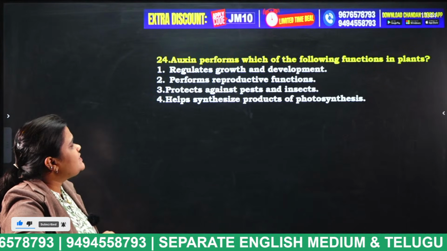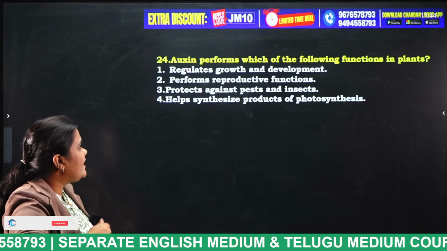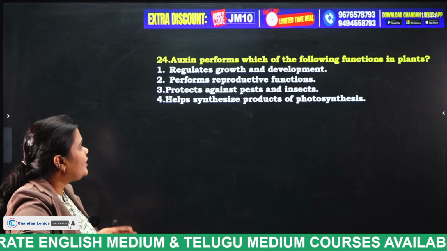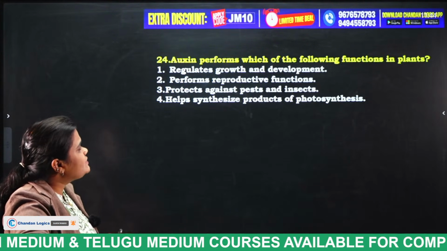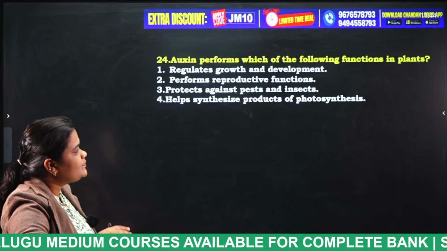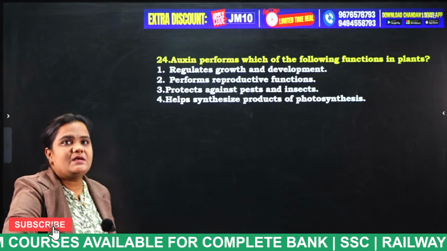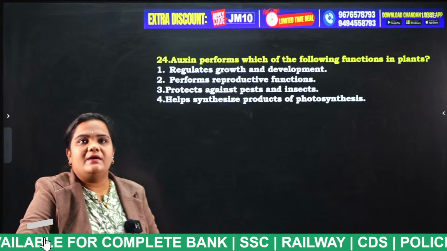Auxin performs which of the following functions in plants? Regulates growth and development, performs reproductive functions, protects against pests and insects, helps synthesize products of photosynthesis. Now tell me. Yes, very good.